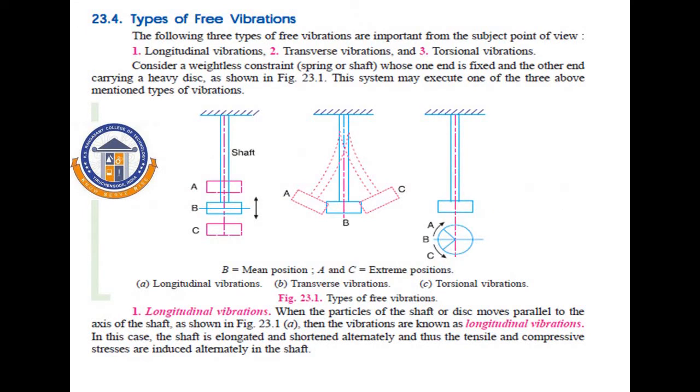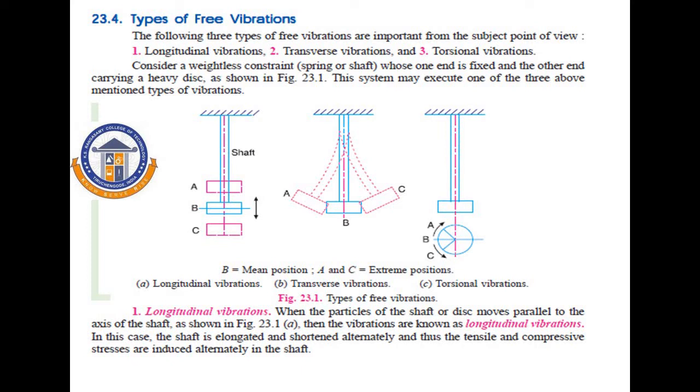Next, types of free vibration. The following three types of free vibration are important from the subject point of view. One is longitudinal vibration, the second is transverse vibration, and the third is torsional vibration. Consider a weight W attached to a shaft, with one end fixed and the other end carrying the weight. This is used for all the categories of experiments.